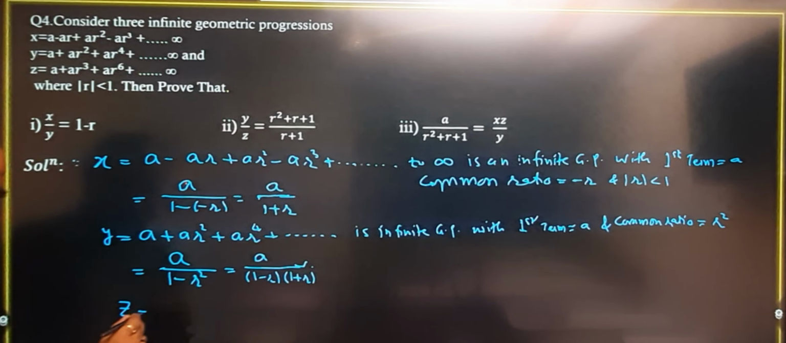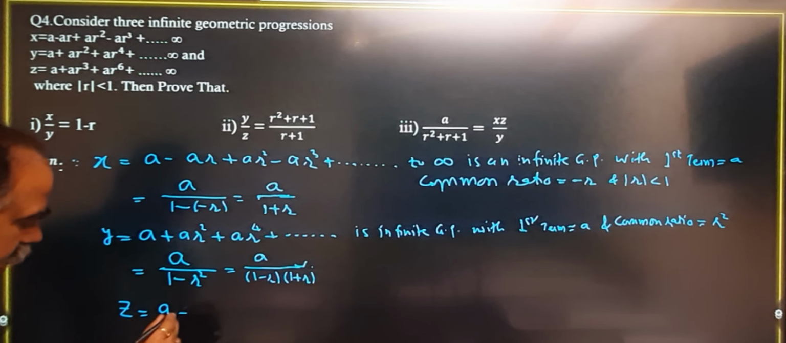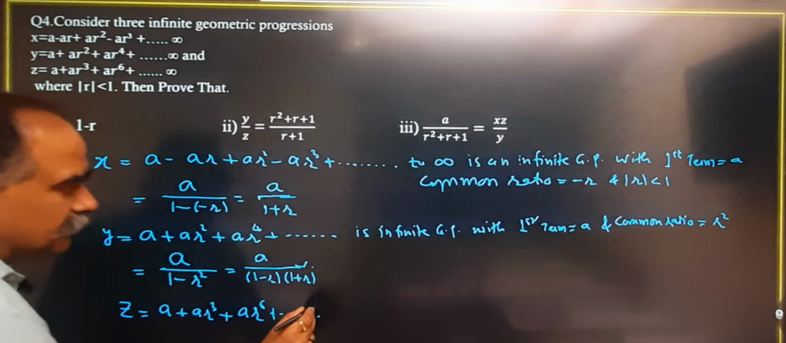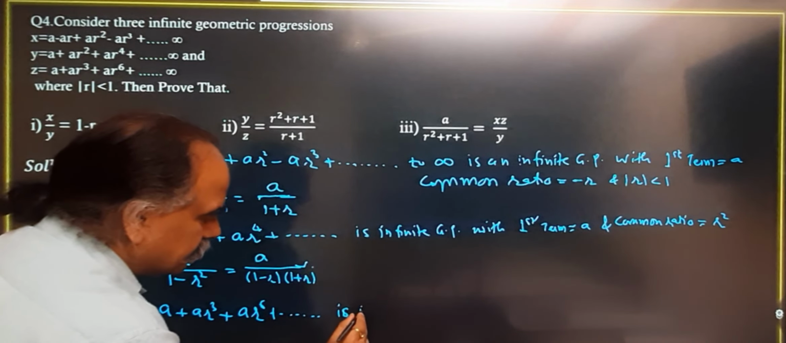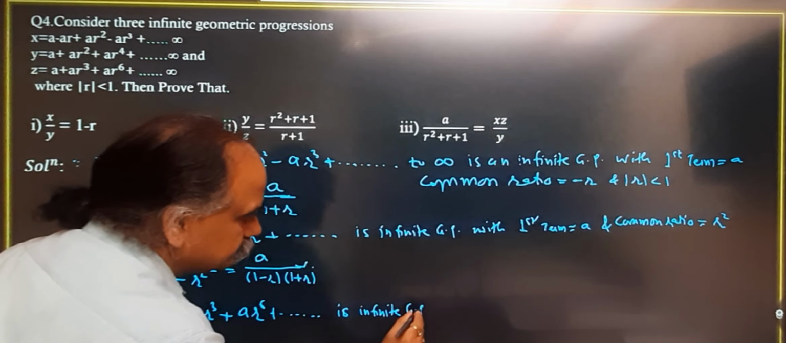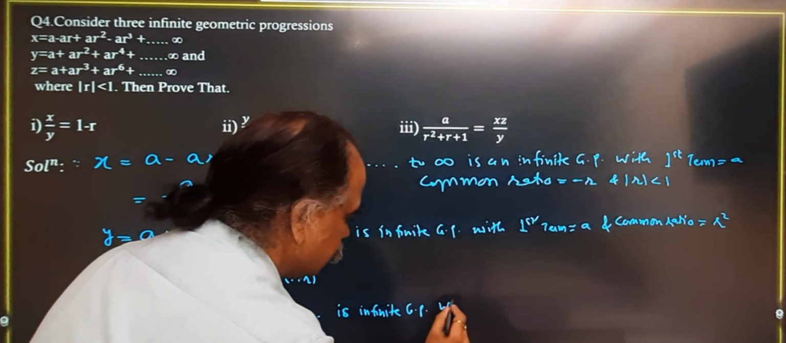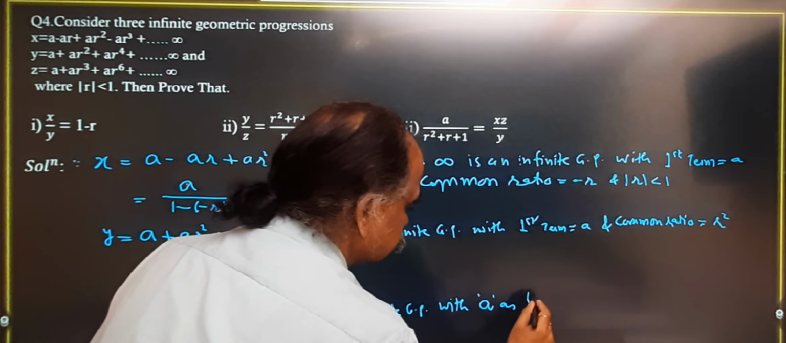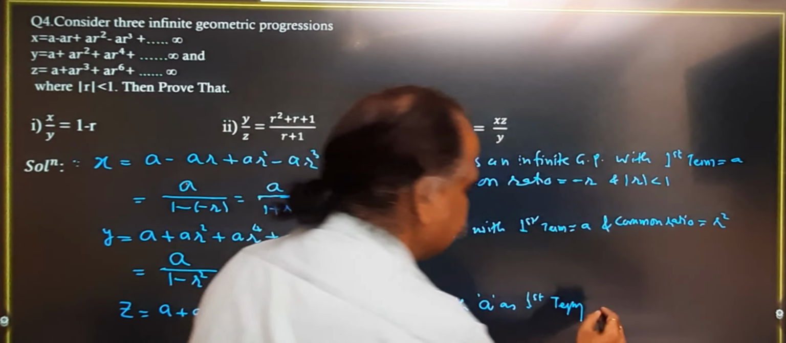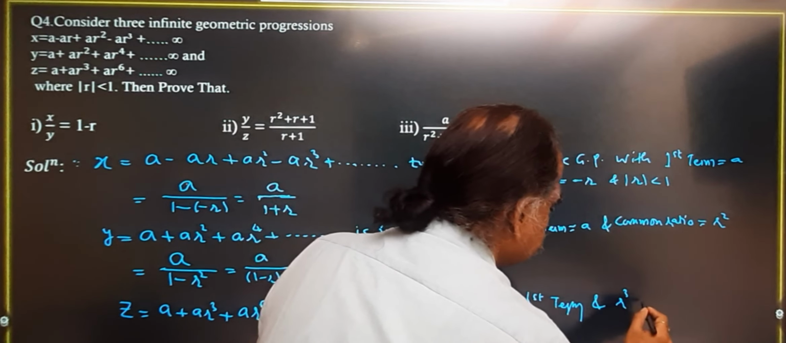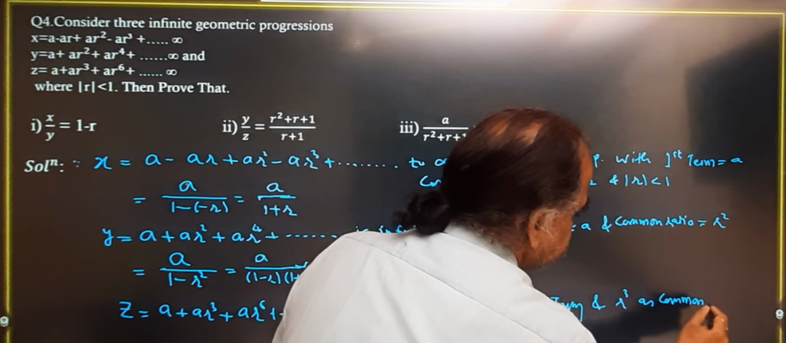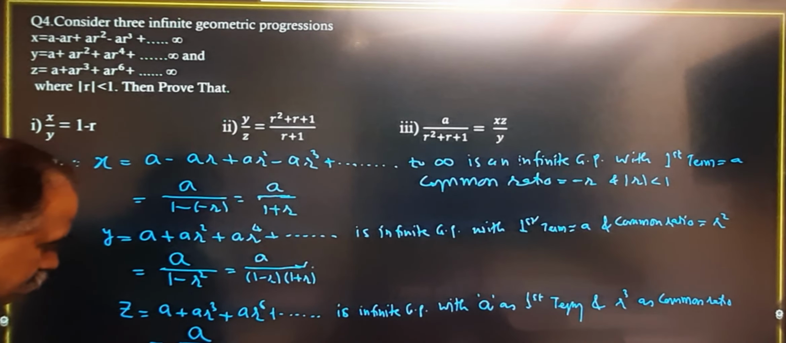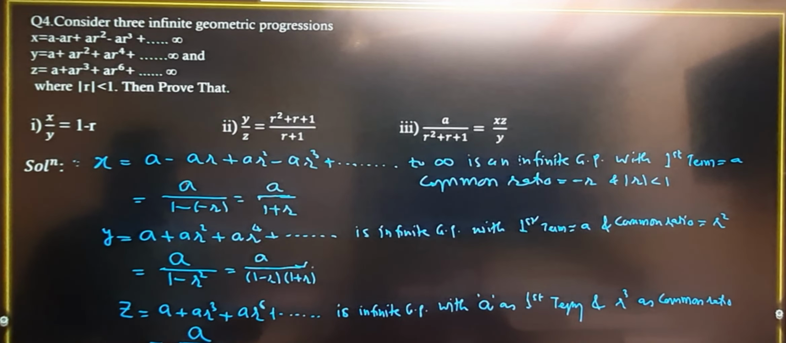Whereas Z is a plus ar cube plus ar raised to 6, an infinite GP with a as first term and r cube as common ratio. So Z will be a upon 1 minus r cube.